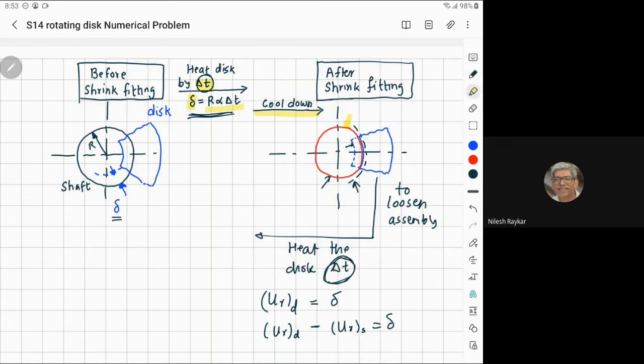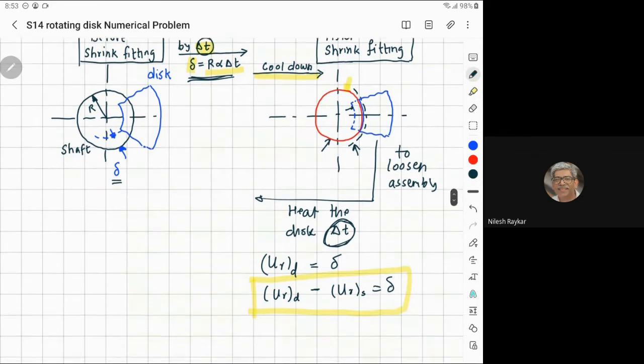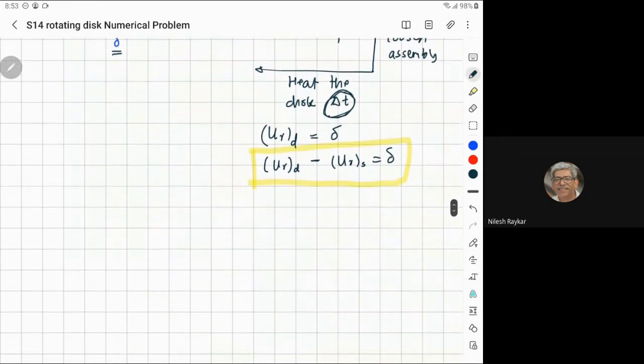So this is the basic condition that we are taking ahead for solving our problem. So we'll proceed with this point as a starting point for this problem. So our equation becomes UR of disk minus UR of shaft must be equal to delta, and in our problem delta is given as 0.075 millimeters.